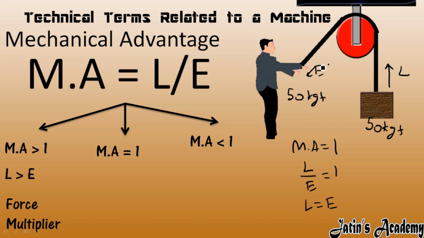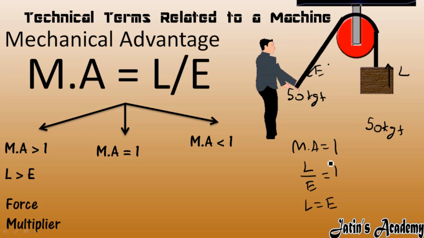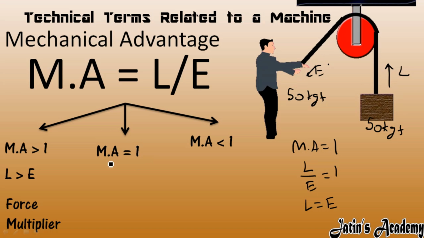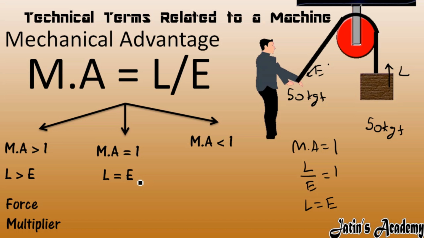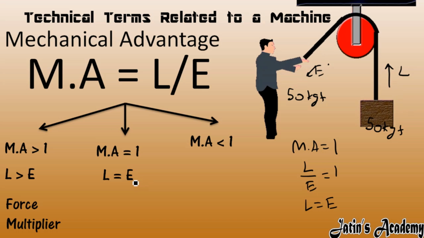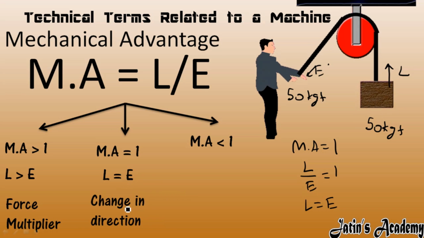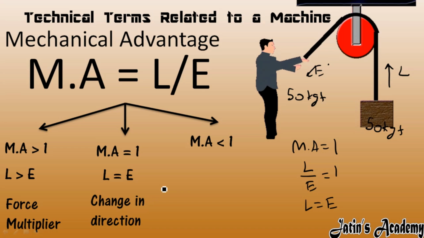So the machine whose mechanical advantage is equal to 1 means load is equal to effort. In that machine, it works as a change in direction. Clear this part? So here we are getting a change in direction.